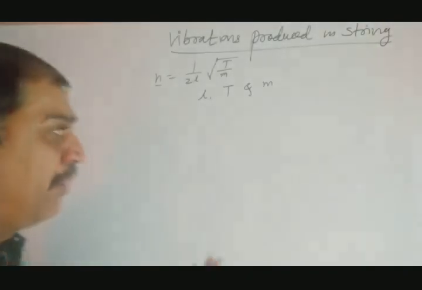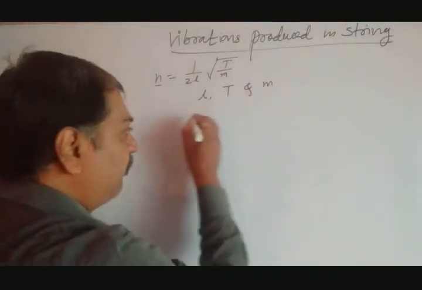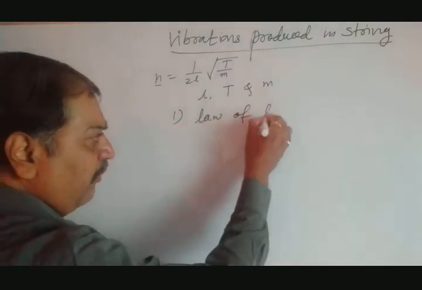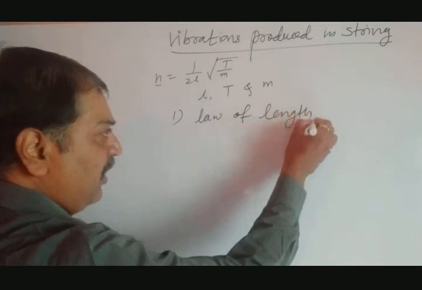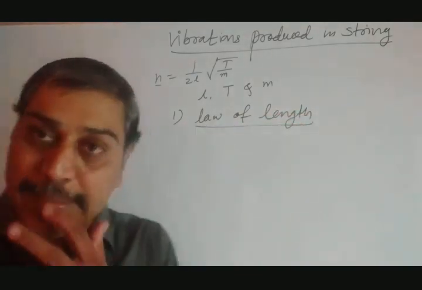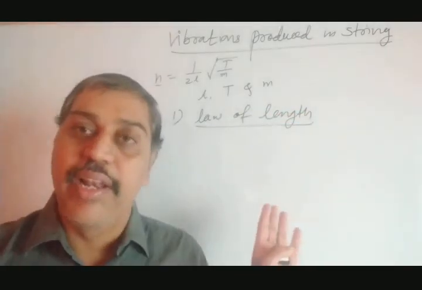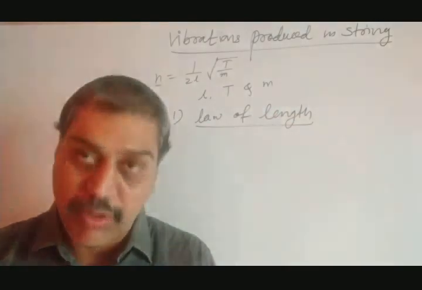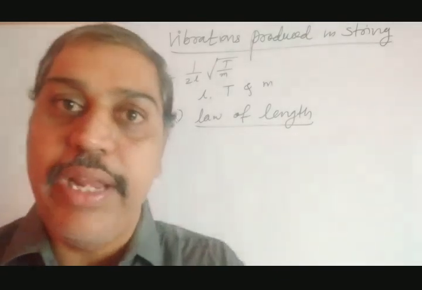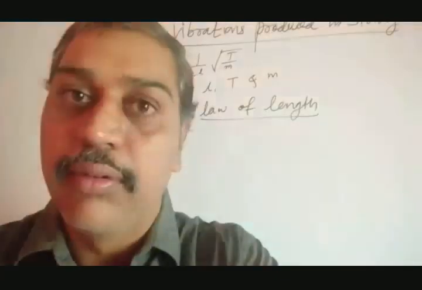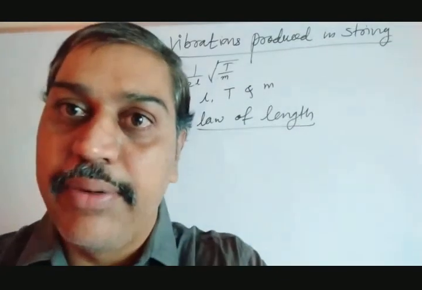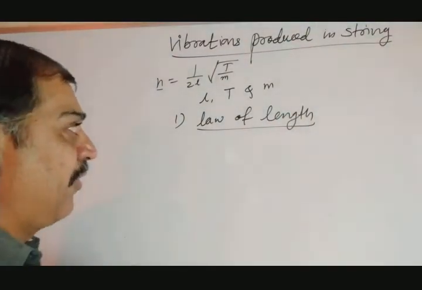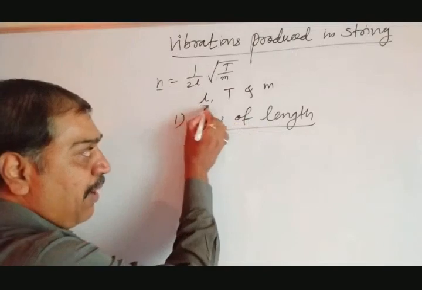The first law of vibrating string is said to be law of length. Law of length means what? The law is related to the length. Here the relation between frequency and length was given. That's why it is said to be law of length. So let's start here. How does it get related? If it is related to length, so this is the parameter.